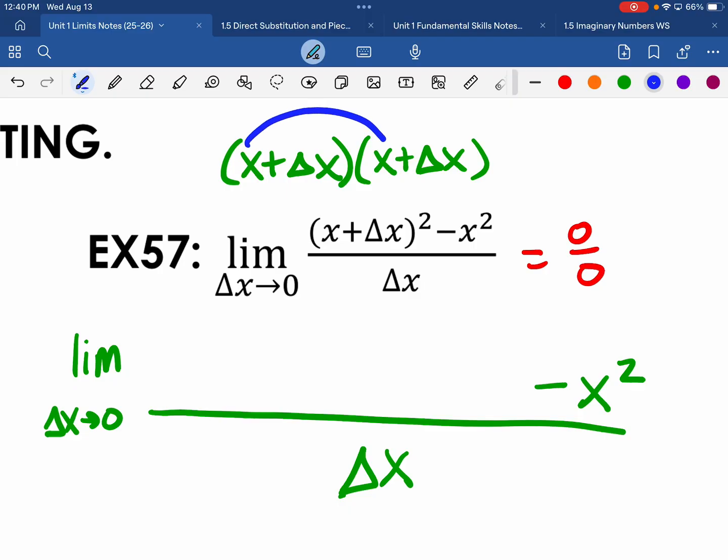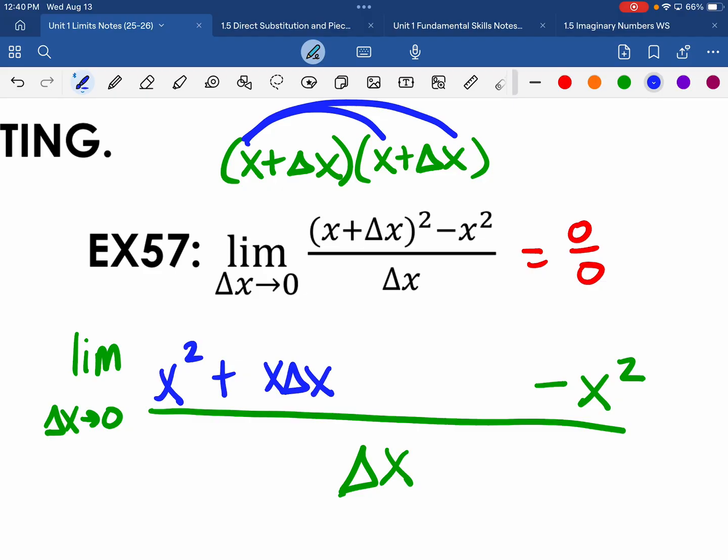All right, so x times x is x squared. X times delta x is kind of weird, but the way it's written is x delta x. It's not being squared because they're two different variables. You just write x and then delta x next to it.